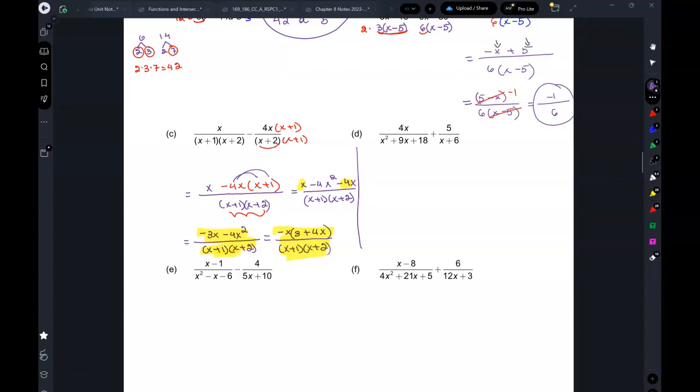What are we going to do first, guys? Oh my God, I can hear you. You're saying we need to factor the denominator. So let's do it.